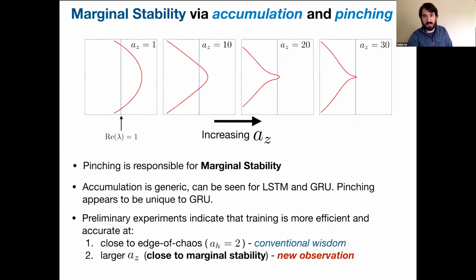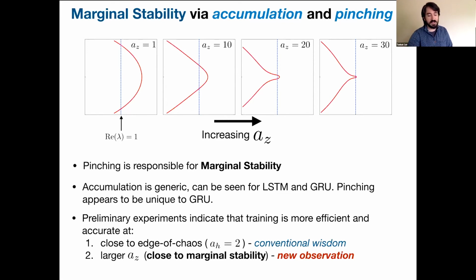So the sequence of images here show the spectrum of the Jacobian, the curve describing the boundary of the spectrum as AZ is increased, illustrating how the leading edge gets pinched at lambda equals 1. In the limit that AZ equals infinity, one recovers marginal stability, as I mentioned before, and with a macroscopic number of eigenvalues exactly at 1. So as I said, the accumulation is generic, and it's also seen for the LSTM. But the pinching appears to be unique to the GRU.